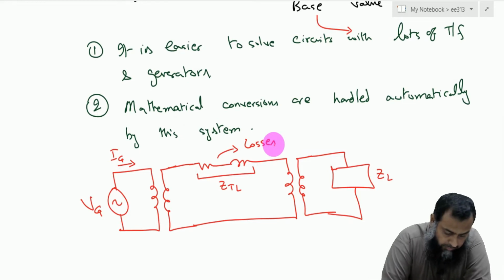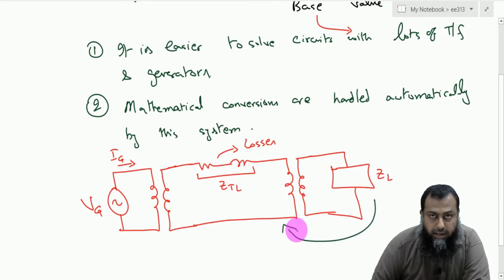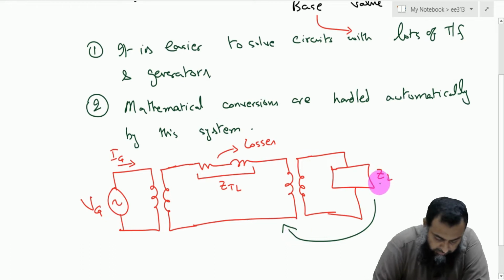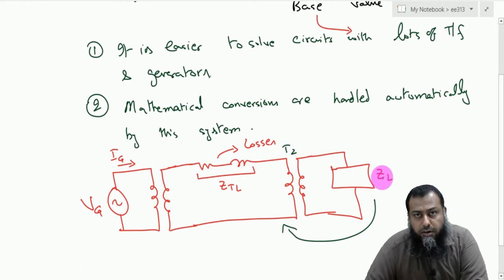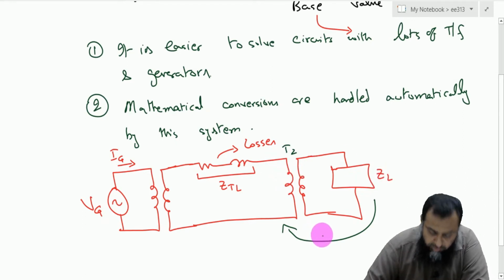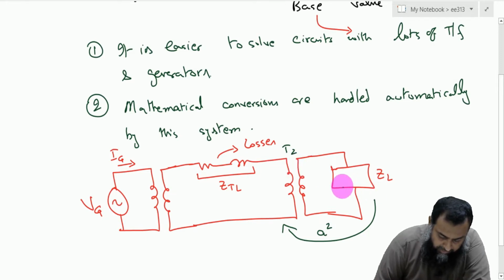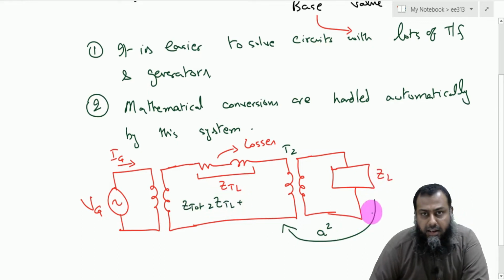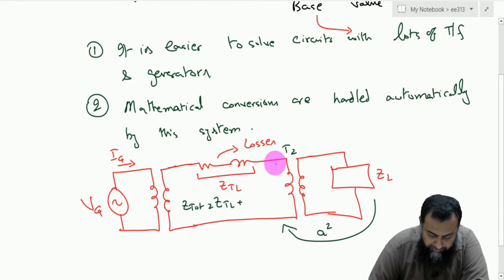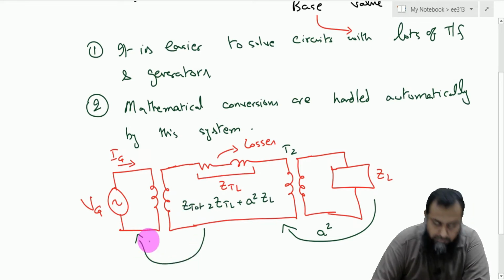So what we do, we transform this ZL onto this particular side. That is, for this transformer T2, we refer this load impedance onto the primary side by multiplying it by this A squared. Once this ZL is somewhere here, we eliminate this T2 and then we combine the transmission line impedance and this reflected impedance on the primary side, A squared ZL, to get the total. And then this is again converted here by multiplying it with this A squared.